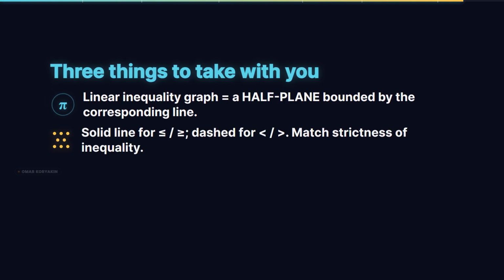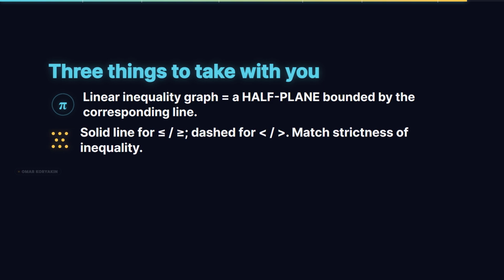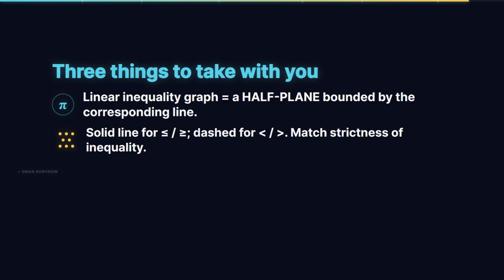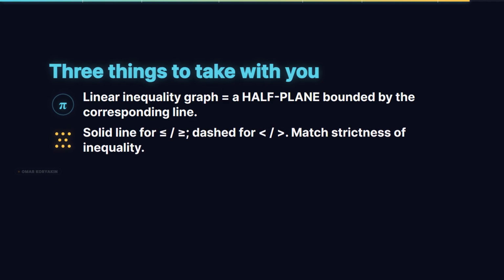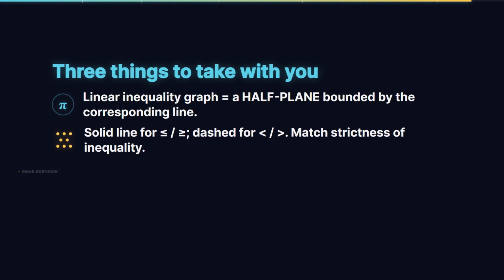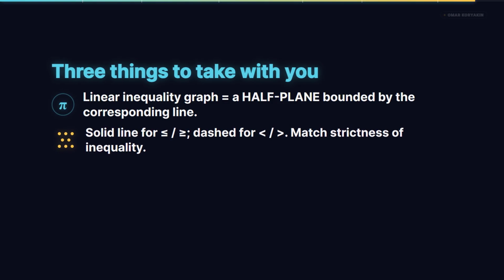Second, use a solid boundary line for non-strict inequalities, less than or equal to and greater than or equal to, because the points on the line are part of the solution. Use a dashed boundary line for strict inequalities, less than and greater than, because the points on the line are not part of the solution. The line style choice happens before any shading and is determined entirely by the inequality symbol. Read the symbol carefully before drawing.